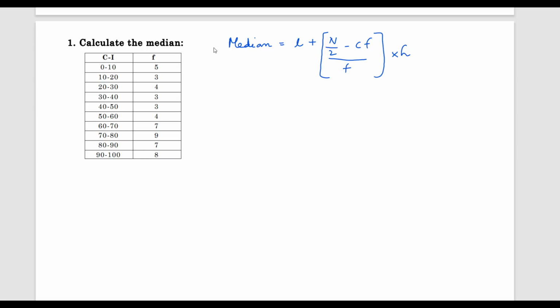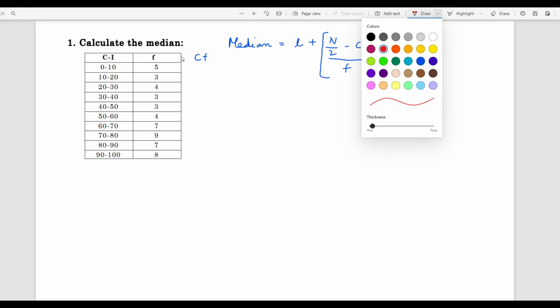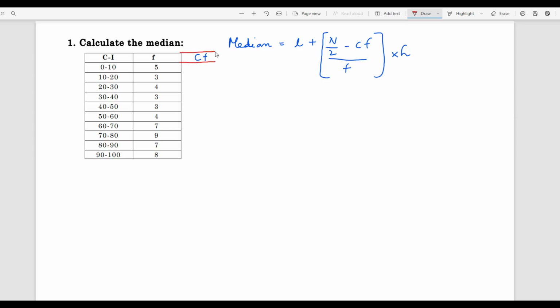Now the first step is to find the cumulative frequency column. To find the cumulative frequency, write down the first frequency as it is, that is 5. Next, 5 plus 3 is 8. Next, 8 plus 4, 12. Next, 12 plus 3, 15. Next, 15 plus 3, 18. 18 plus 4, 22. Next, 22 plus 7 is 29. 29 plus 9 is 38. 38 plus 7 is 45. 45 plus 8 is 53.